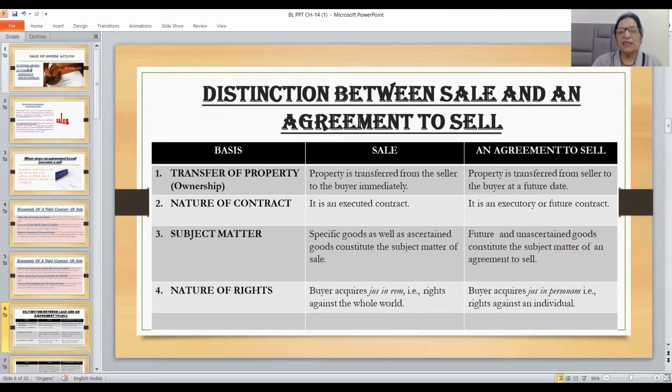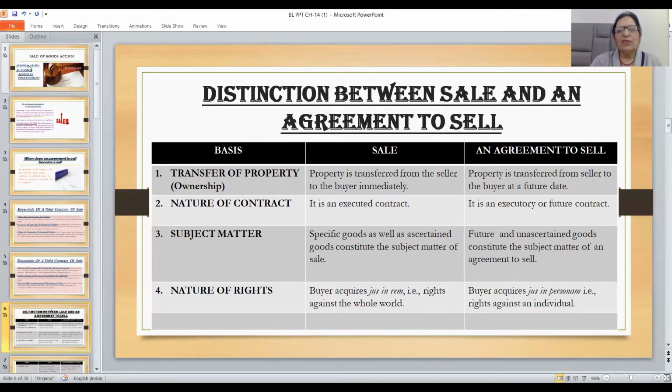First is the ownership. This is the very important point, basis of distinction between sale and an agreement to sell. Ownership is transferred from the seller to the buyer immediately, but in case of an agreement to sell, ownership transfer takes place at a future date. Now, sale is an executed contract, but an agreement to sell is an executory contract because ownership is to be transferred at a future date. The subject matter of contract of sale is ascertained goods or specific goods, but subject matter of agreement to sell is future and unascertained goods. So friends, all these terms I will clarify under the heading classification of goods.